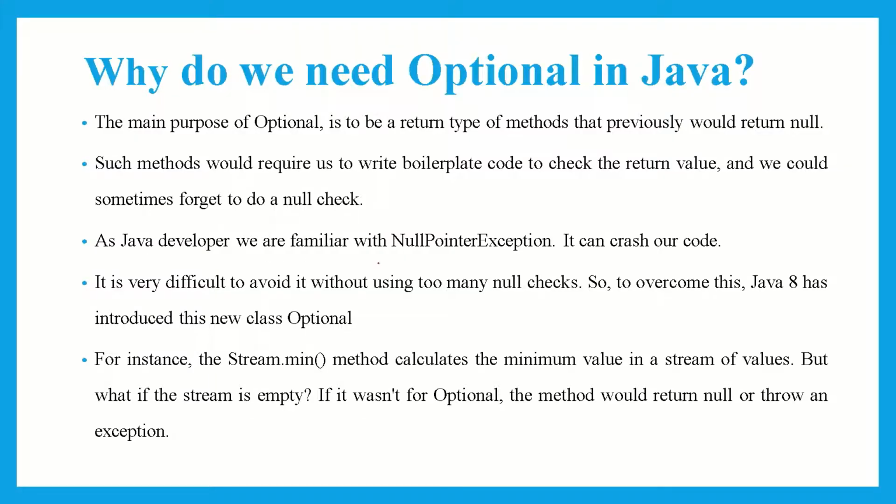As Java developers, we are very familiar with null pointer exception. It can crash our code. It is very difficult to avoid it without using too many null checks. If Optional was not there, we would have written too many null checks. So to overcome this, Java 8 introduced this new class called Optional. For instance, the stream.min method calculates the minimum value in a stream of values. But what if the stream itself is empty? If it wasn't for Optional, the method would return a null or throw an exception.